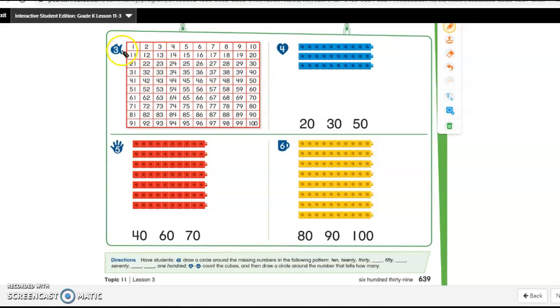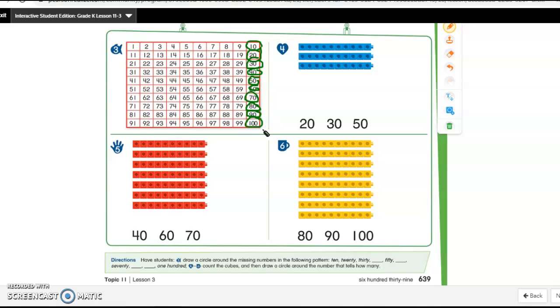Okay, so let's look at number 3, the fish again. Where's that first number in the tens group? That first 10 number ends in a 0. Right there next to my cursor. What number is that? 10. So let's count together. 10, 20, 30, 40, 50, 60, 70, 80, 90, 100.